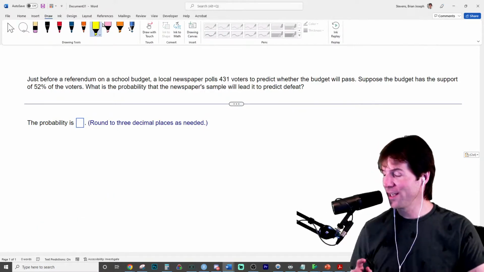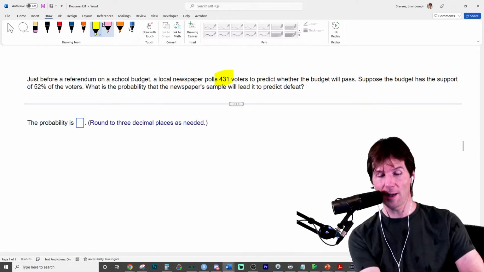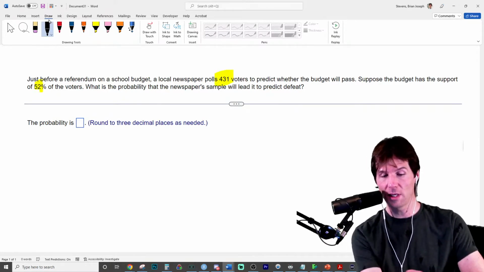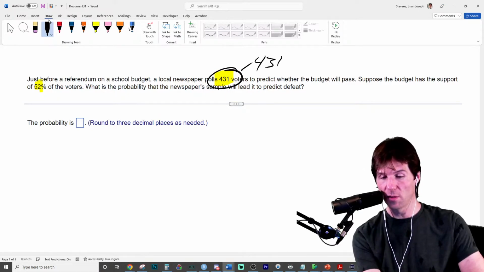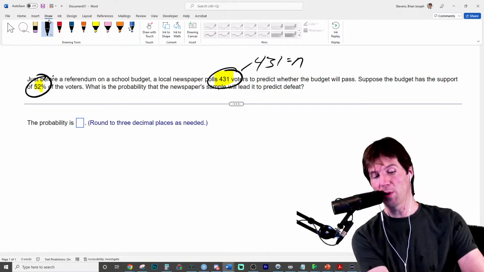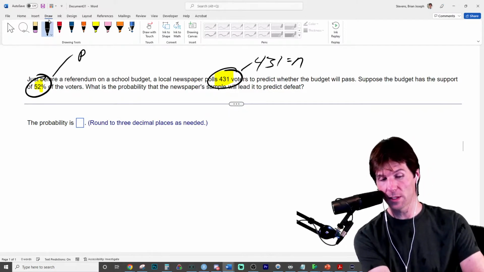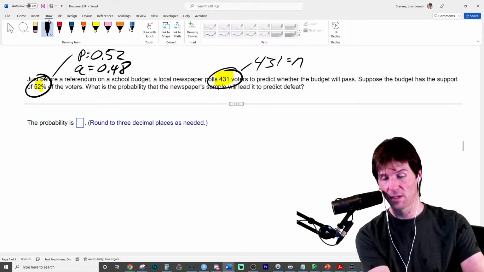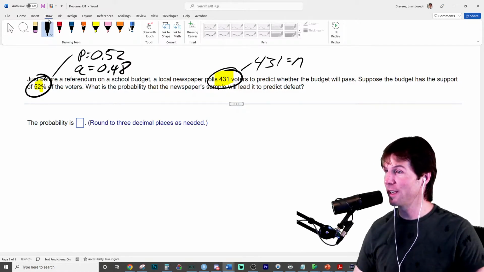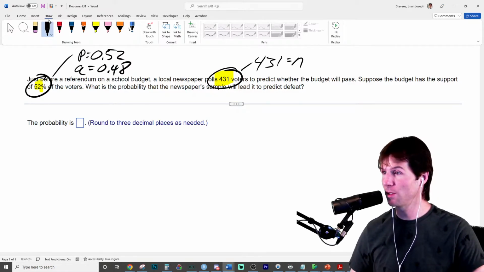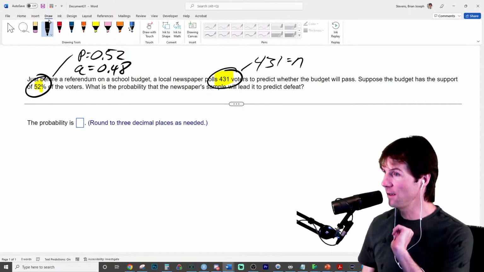Kayla's done some 201. Kayla, when it comes to these last few chapters, is it all about that notation? It says they talked to 431 people, so 431 is the sample size. The true proportion of people who are going to vote for this is 52%. That means the complement of the true proportion is 48%. So over and over and over again, you have to know the notation. Now, this problem is sneaky.